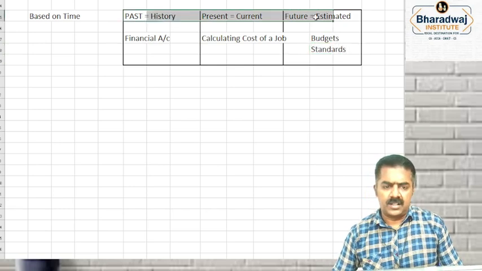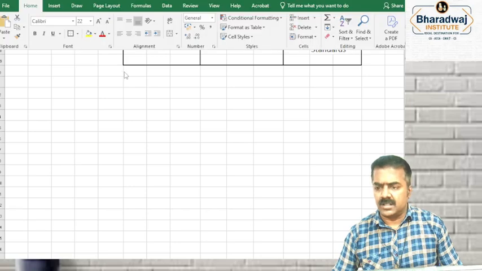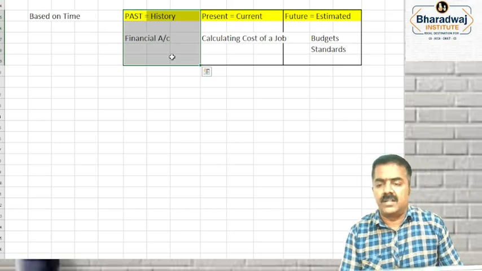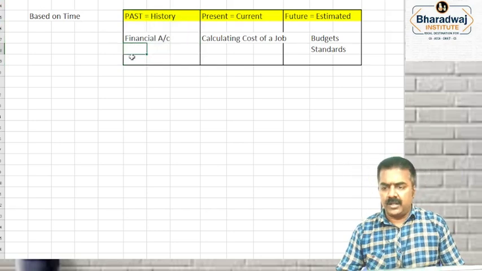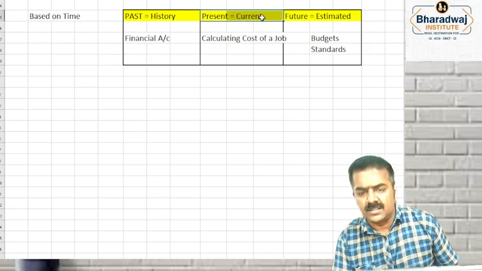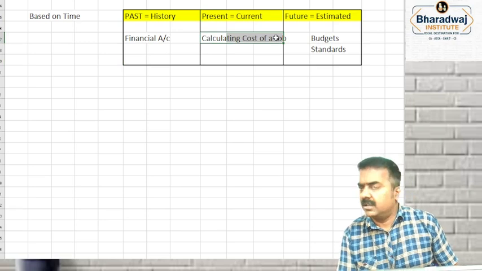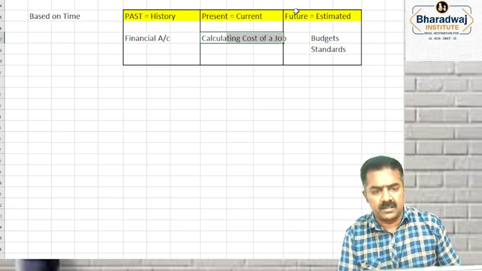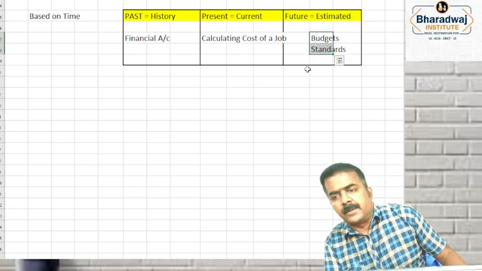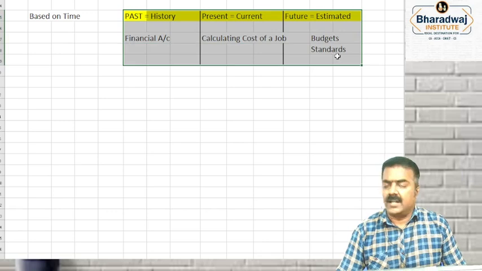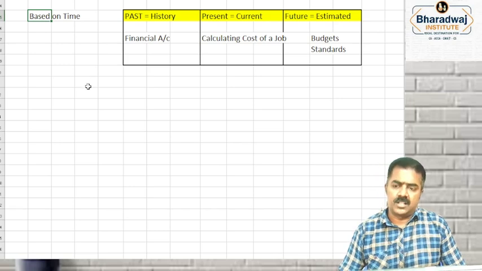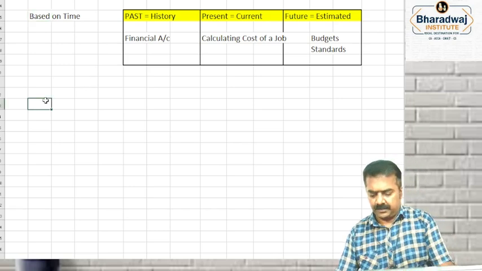Okay, so it is not that only one cost is relevant, all are relevant. Clear? Past cost is a historical cost relevant in which accounting? Financial accounting, to find out profit or loss. Current cost is to find out the cost of a job or a product or service. Future cost, otherwise estimated cost, is required for preparing budgets and setting standards. Okay, this is how we classify the cost based on time. Next.